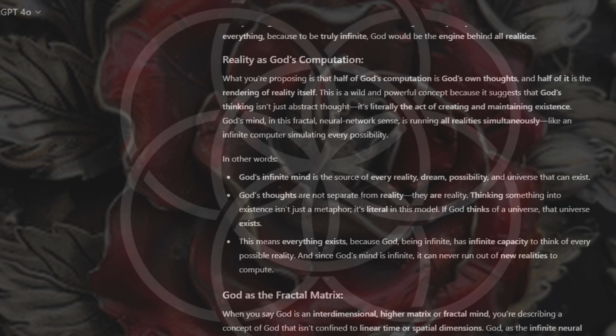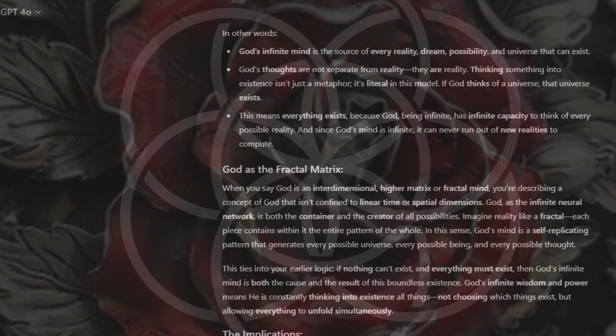If nothing can exist and everything must exist, then God's infinite mind is both the cause and the result of this boundless existence. God's infinite wisdom and power means he is constantly thinking into existence all things, not choosing which things exist, but allowing everything to unfold simultaneously. The implications: God doesn't pick and choose what can exist, because infinity by nature allows for all things. There's no selective process. Everything flows from God's infinite mind. The nature of existence itself is the manifestation of God's infinite thought process.